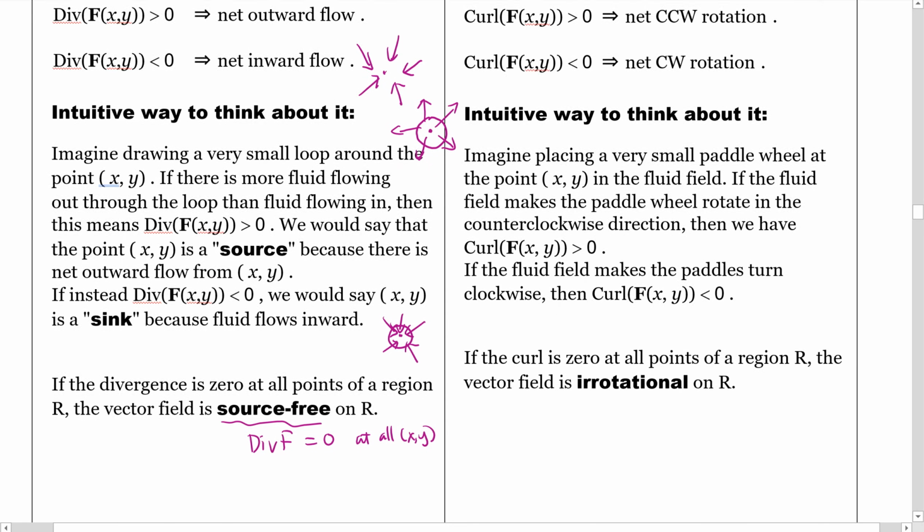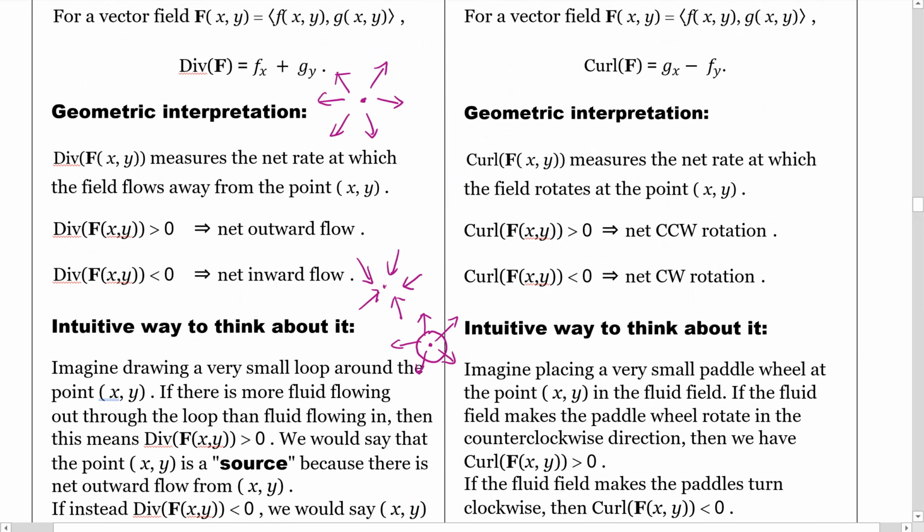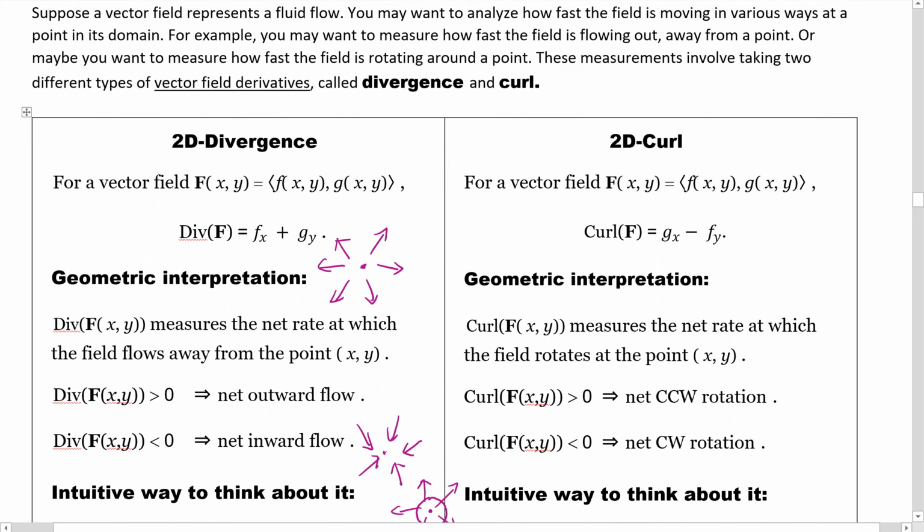All right. So this is divergence. So we measure how much fluid is flowing out. Okay. How about 2D curl? So for vector field F equals f and g, the 2D curl is g_x minus f_y, so partial g partial x minus partial f partial y.